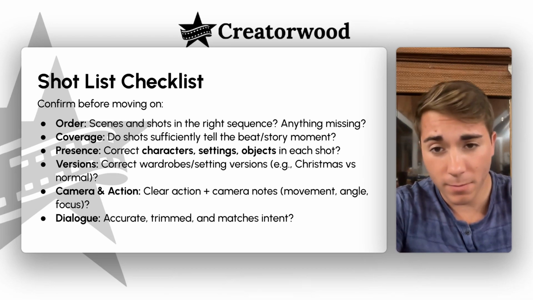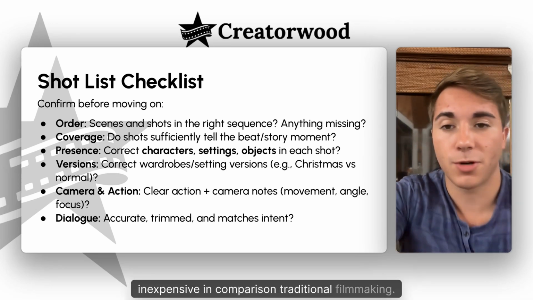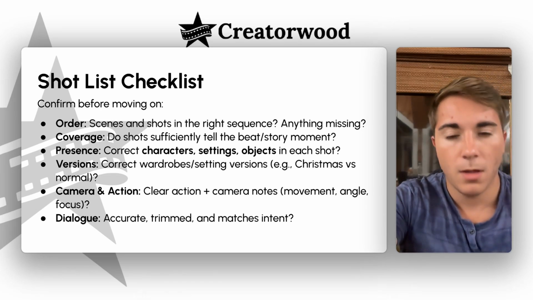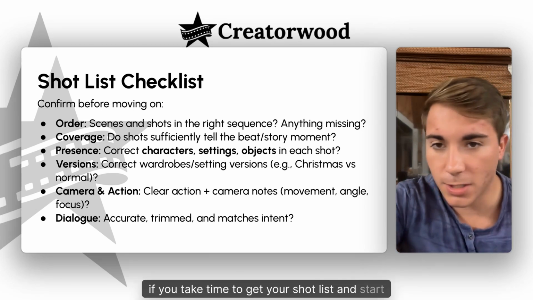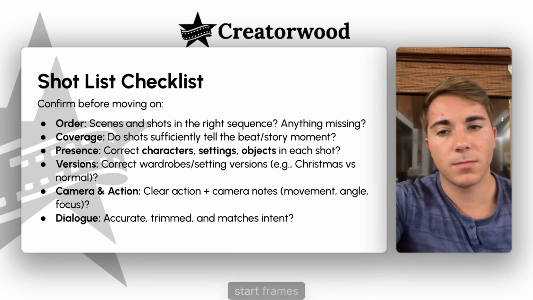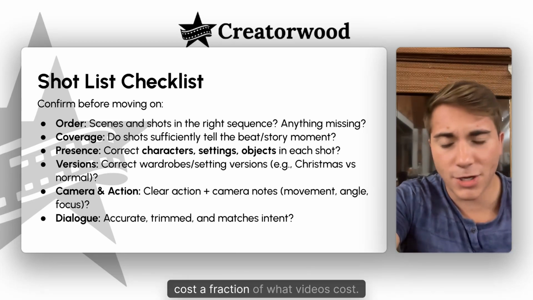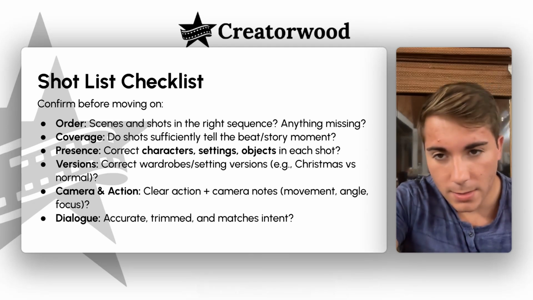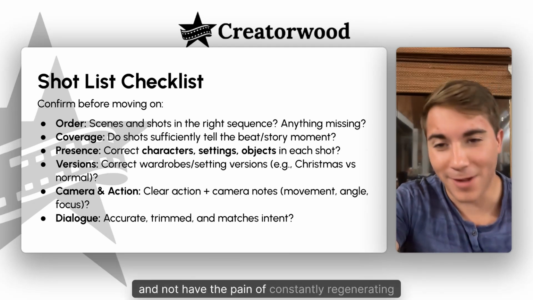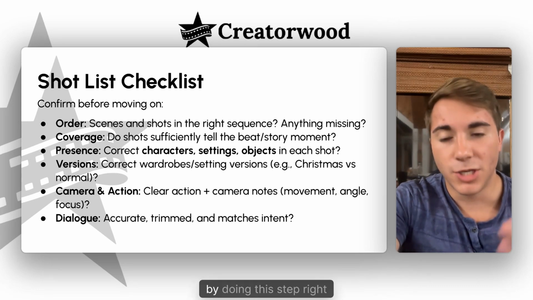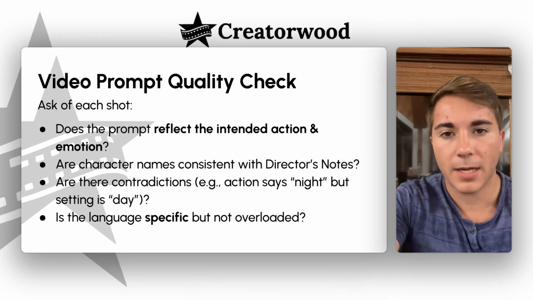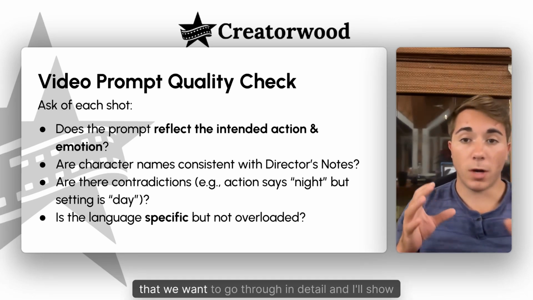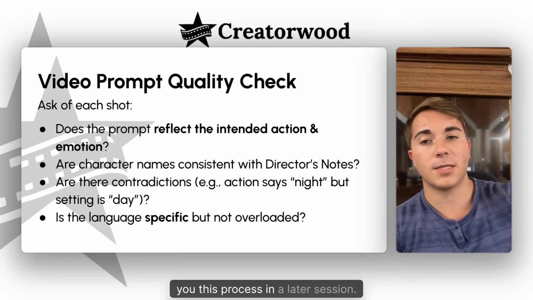It's pretty, again, inexpensive in comparison to traditional filmmaking, but it can add up if you're constantly regenerating minute after minute of video. Meanwhile, if you take time to get your shot list and start frames right, which cost a fraction of what videos cost, you can spend way less and not have the pain of constantly regenerating video by doing this step right. Now, there's also a video prompt quality check that we want to go through in detail, and I'll show you this process in a later session.